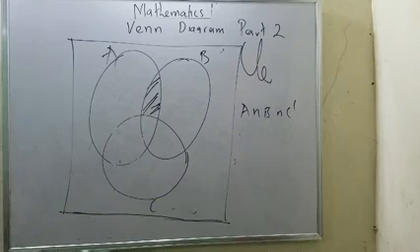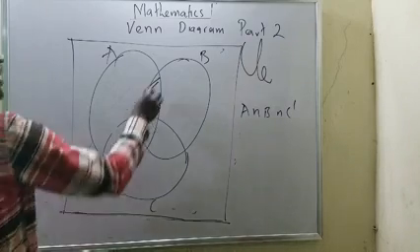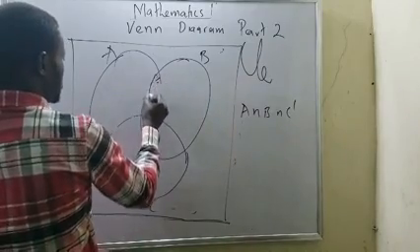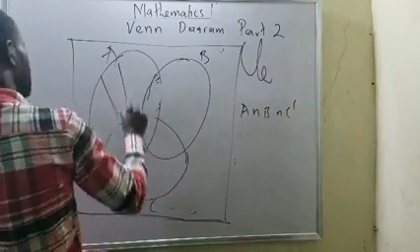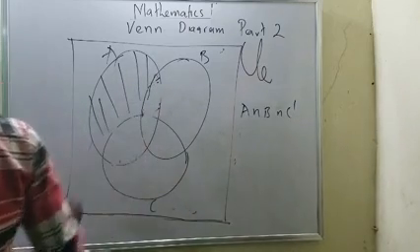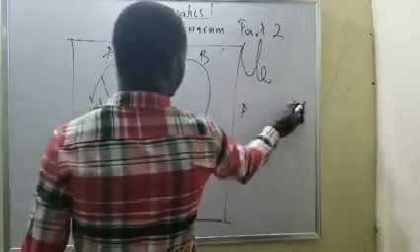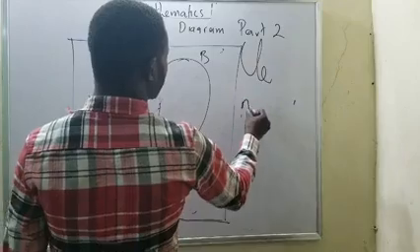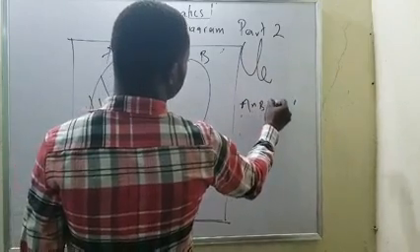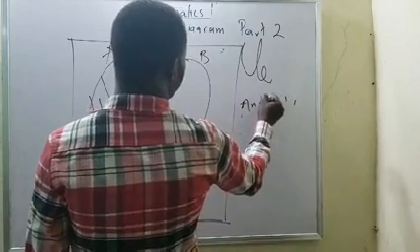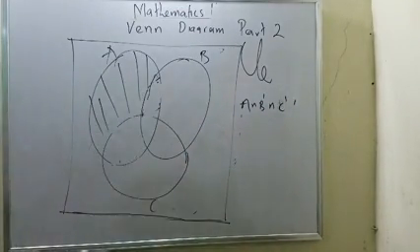Now, if the story changes and I have something like this, here is shaded. Once that place is shaded, it means A intersection B intersection C. This one will be prime, this one will be prime. A intersection B intersection C prime.